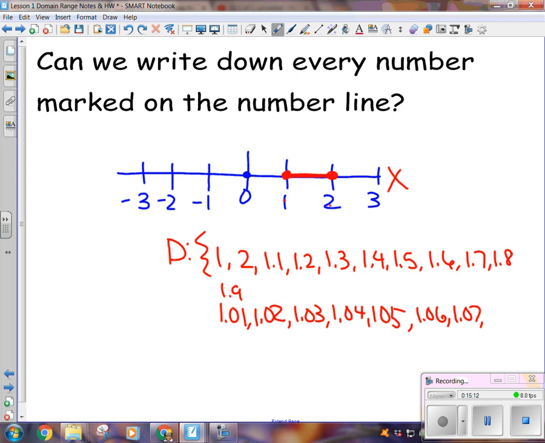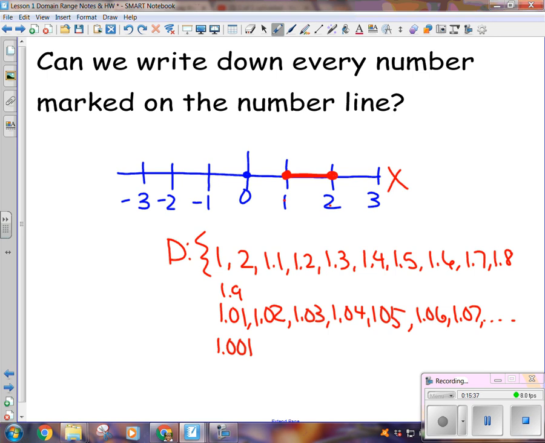Well, I probably could do it though. I probably could write them all down between 1 and 2 if I took 2 decimals. But what if I can do 1 decimal and I can do 2 decimals, can I do 3 decimals? Oh my goodness, 1.001. That's actually thousandths. No, actually that's 10,000th place. That's thousandths, so I was right the first time.